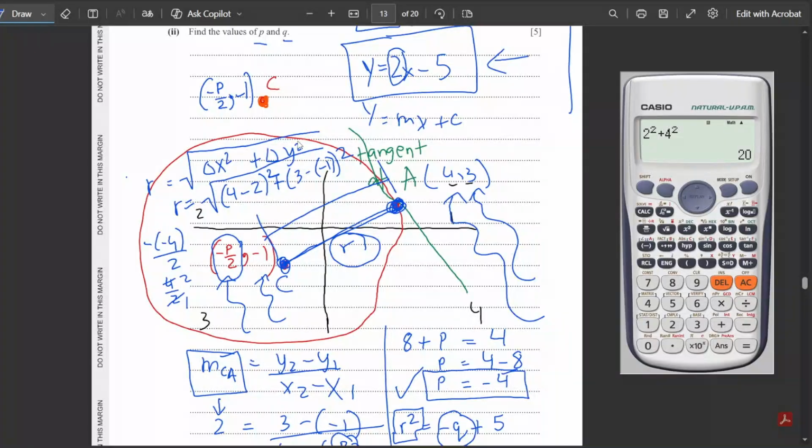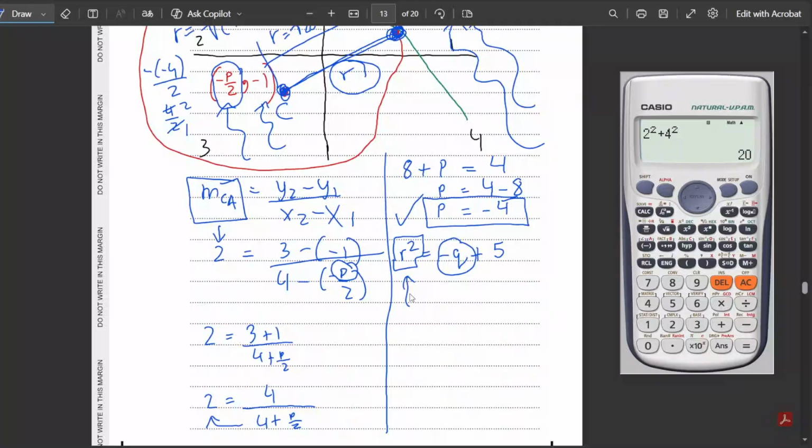This is going to give me 20. So radius is equal to under root 20. What I can do with this is I can basically put under root 20 in place of r, and so it's going to be under root 20 squared is equal to 5 minus q. The square and square root cancel out, so I get 20 equals 5 minus q.